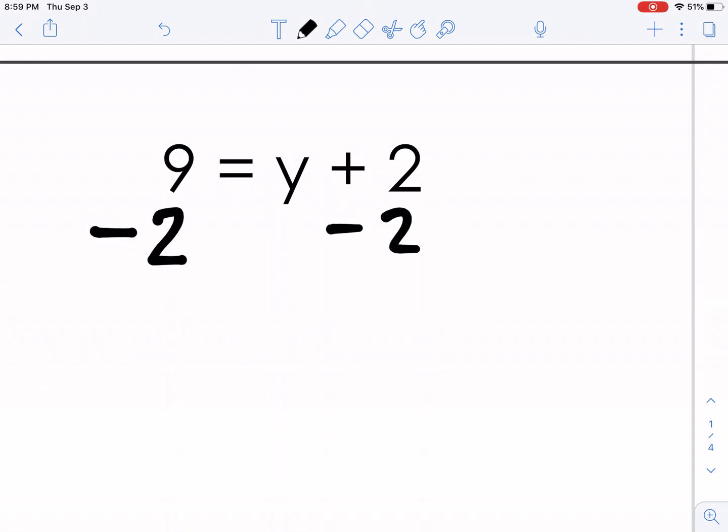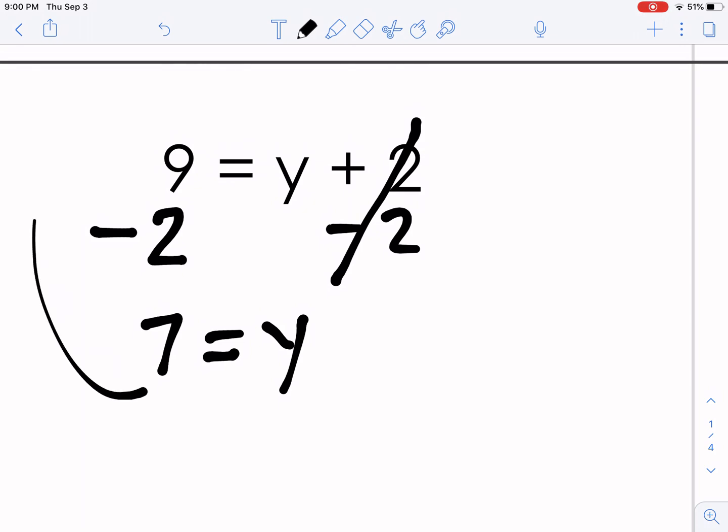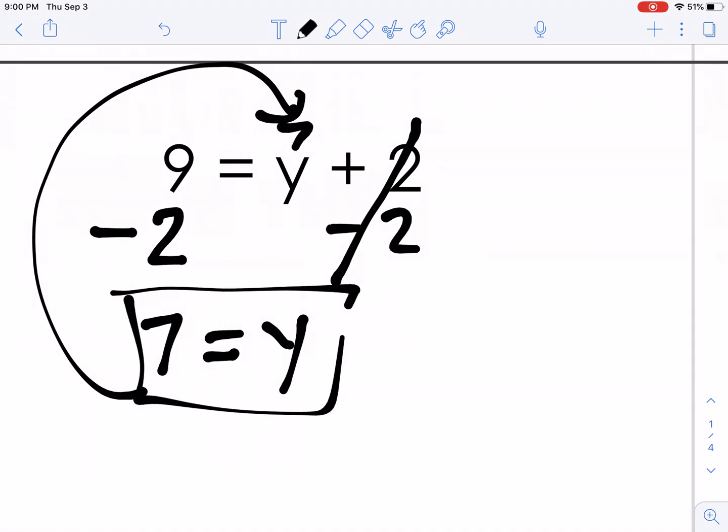I can subtract the same thing from both sides. So it cancels out here, and I get 9 minus 2 is 7. Okay, so we end up with 7 is equal to y. Well, is that true? If I plug in 7, is 7 plus 2 equal to 9? Yeah, so this is a true statement, 7 is equal to y.